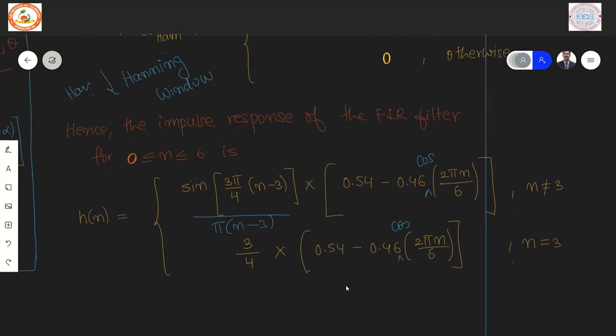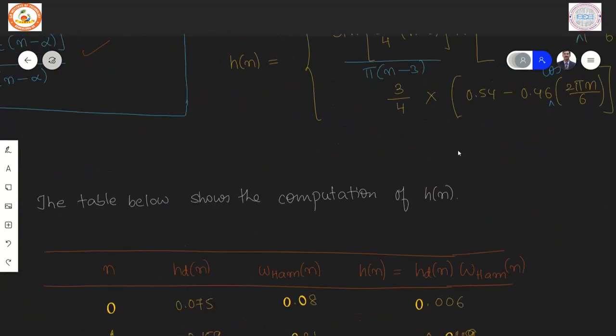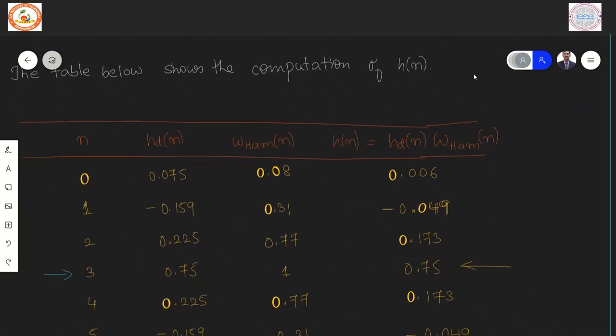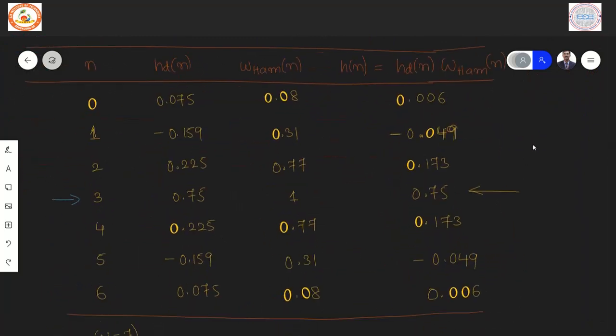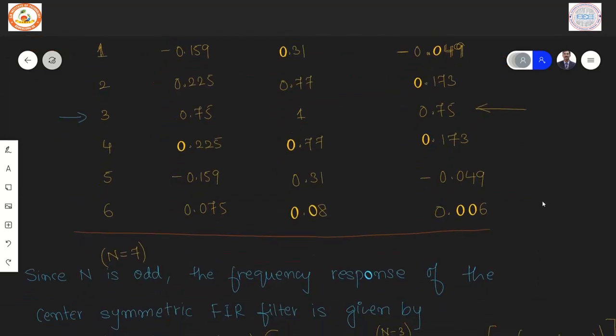Now to compute the values, we can show the calculation as follows. By substituting the values of n between 0 to 6, for 7 points, we can do the calculation of hd of n. We once again note it is symmetric. So if you calculate 4, the remaining 3 you can simply copy using symmetry. The Hamming functions also have to be calculated. They also happen to be symmetric. And the product of those two is called h of n. This is also center symmetric. So this is the computation of impulse response.